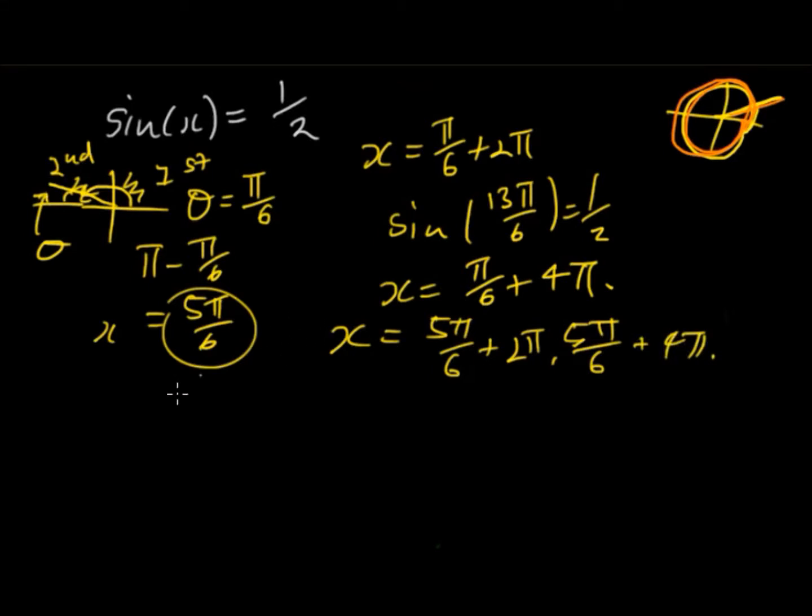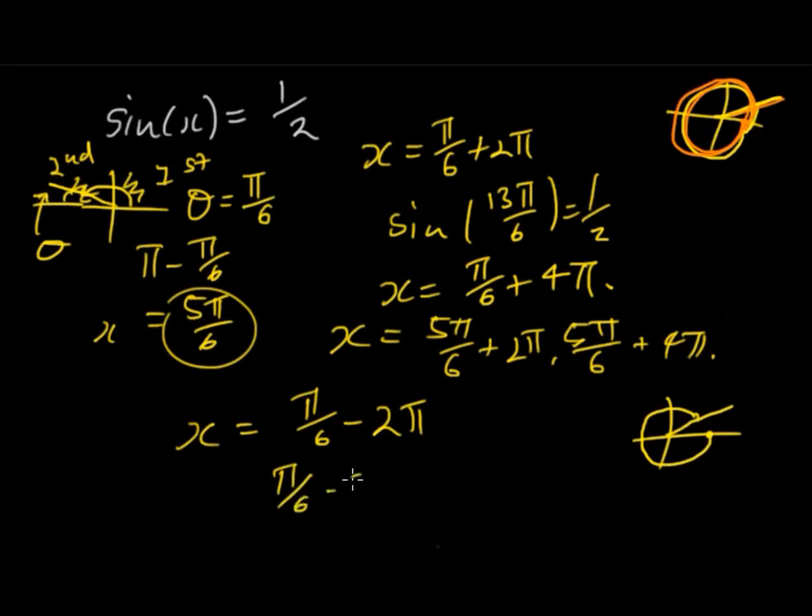This can also go in the negatives as well. So we could have x is equal to pi on 6 minus 2 pi, because you're going backwards nearly all the way around, but stopping just before you reach pi on 6. And you could also have pi on 6 minus 4 pi, because you're going all the way around once, and then nearly all the way around twice, but stopping just before. And once again, you can do this for 5 pi on 6. So there are going to be a lot of solutions.